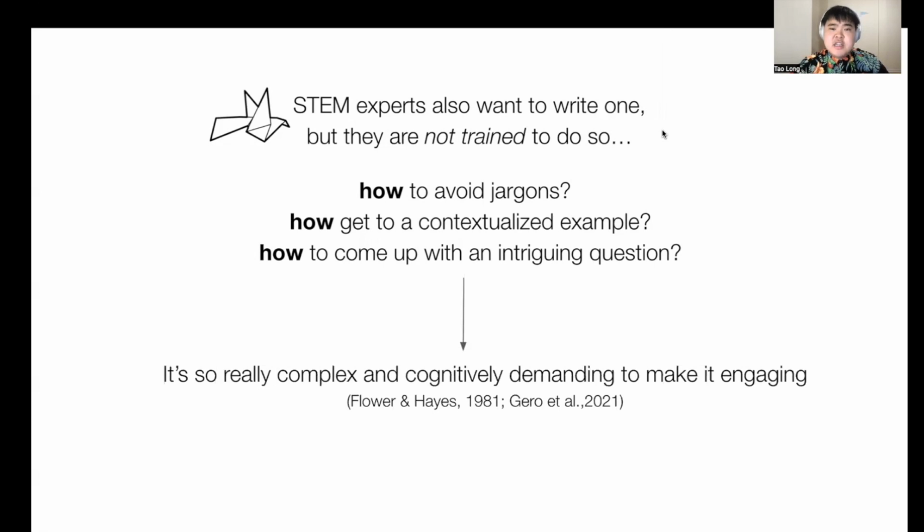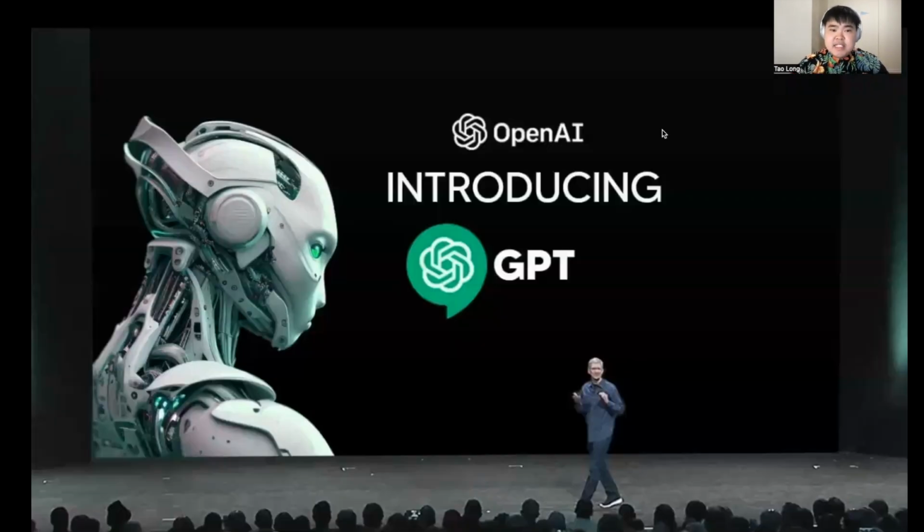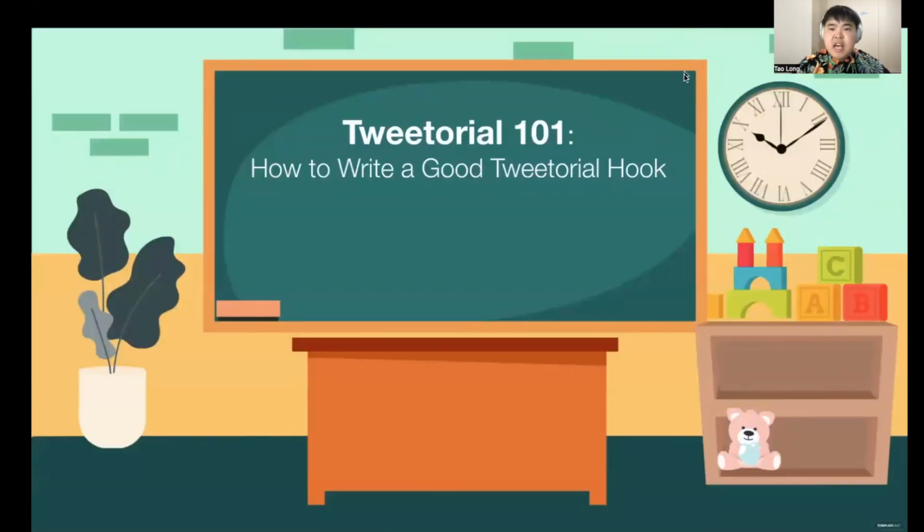So it's really complex and cognitively demanding to write something engaging. So here are the challenges that we want to solve, and how can we help? Let's introduce GPT. Recent improvements in these large language models are showing huge potential in helping with science communication due to their domain knowledge and contextual understanding capabilities. They can write pretty well and largely support many cognitive tasks. So, welcome to the next chapter in our class: how to use large language models to co-create hooks.